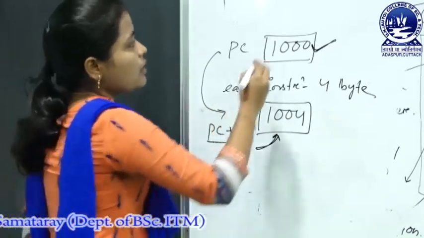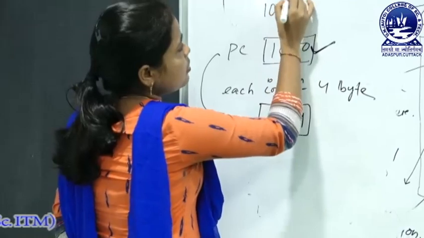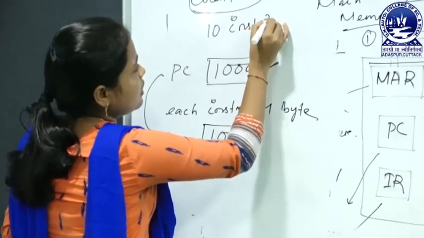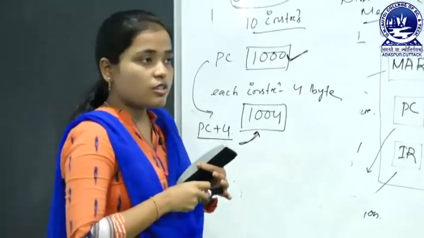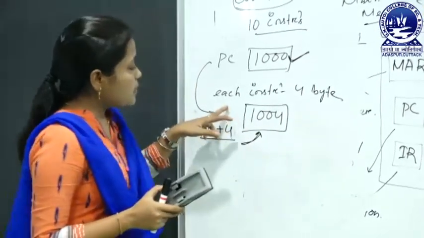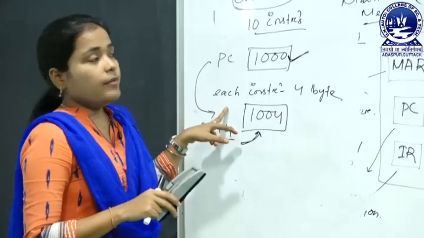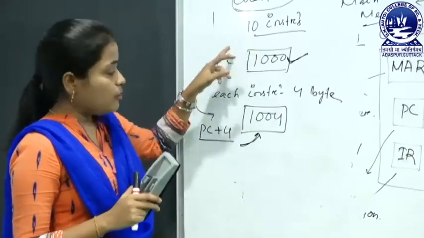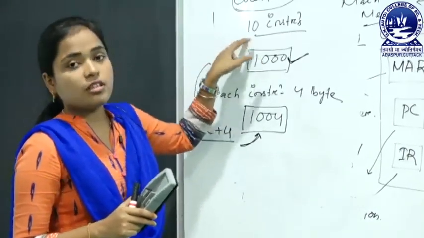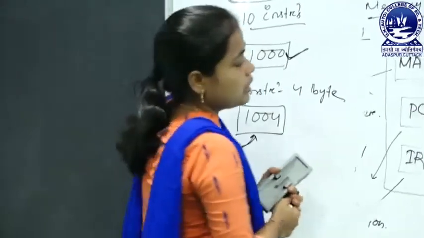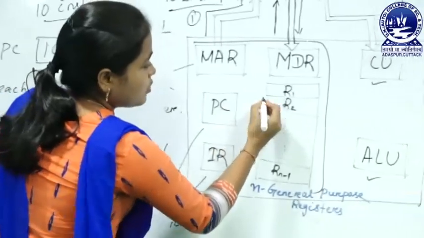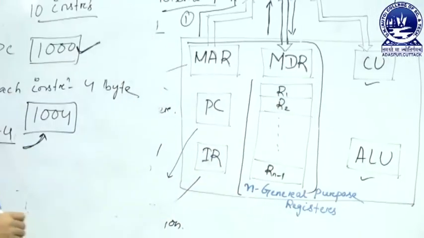Now, let us say there are 10 instructions in a program. Then after execution of all the instructions of that program, the PC will point to the last instruction of that program. Complete. Then comes the general purpose registers.